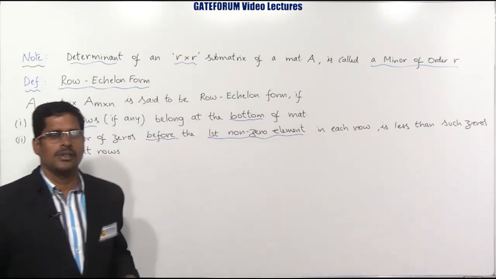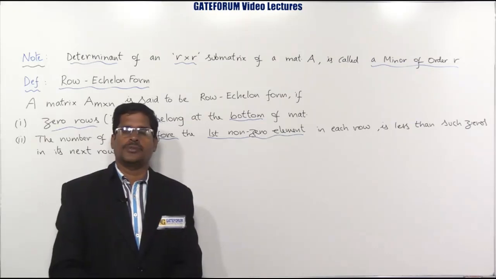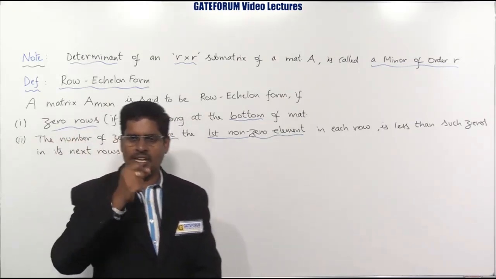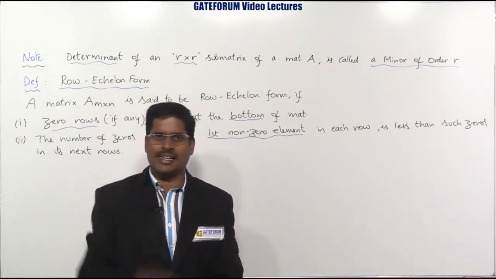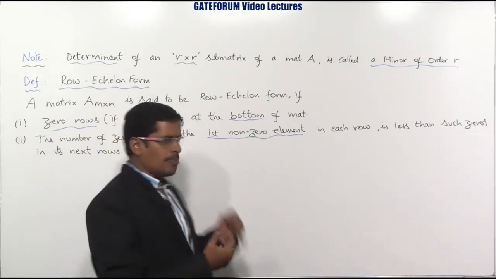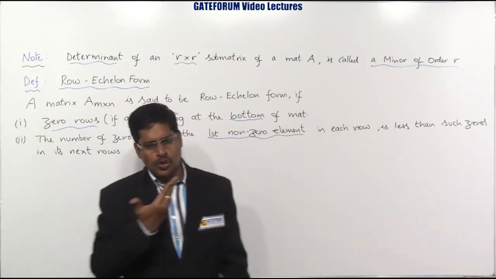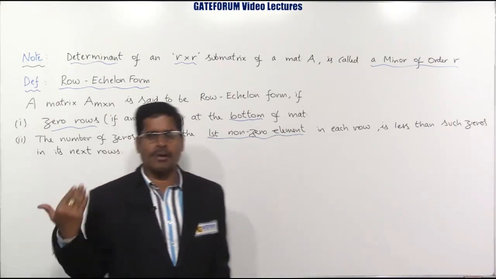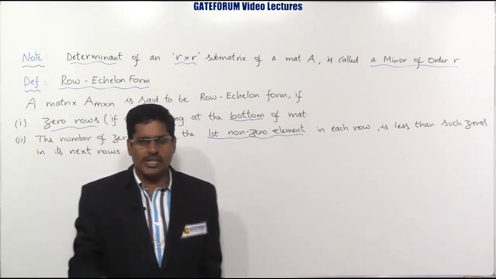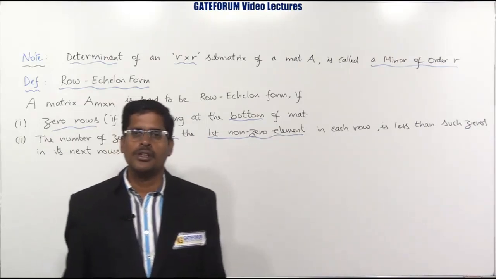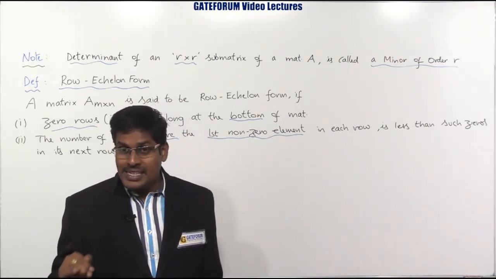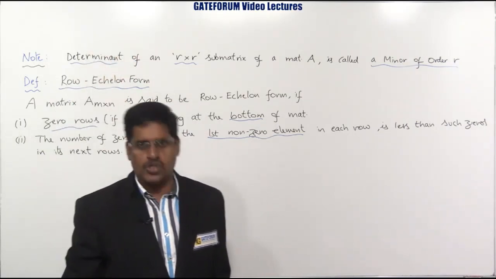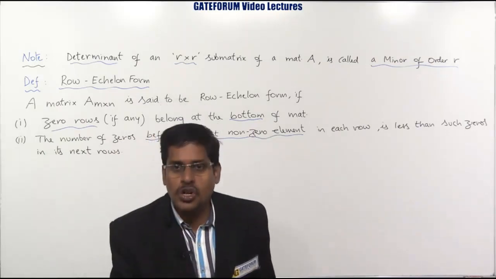See, let us start row by row. Let us go to the first row. Identify the first non-zero element. Give an indication, a tick mark, underline or a circle for the first non-zero element. Before means left side, after means right side. So for every first non-zero element in every row, count the number of zeros. That should increase from the first row to the second row to the third row till the last row. So zeros must increase when going from top to bottom. Which type of zeros? Before the first non-zero element.